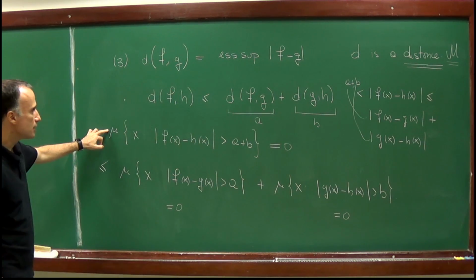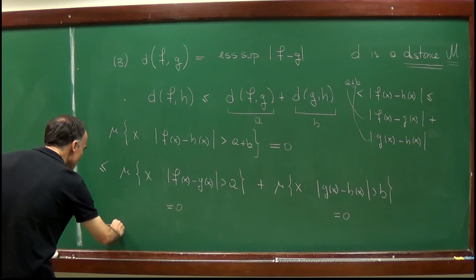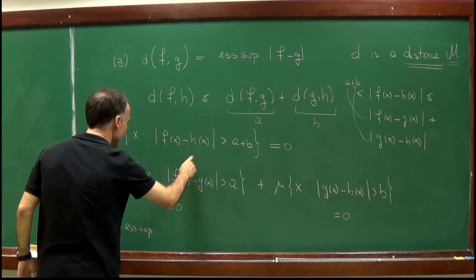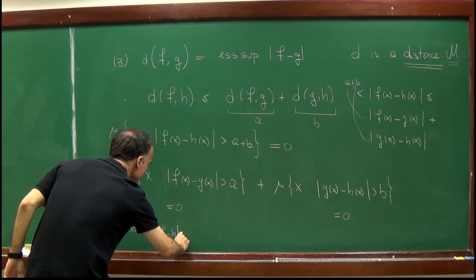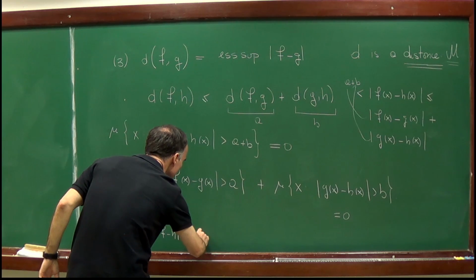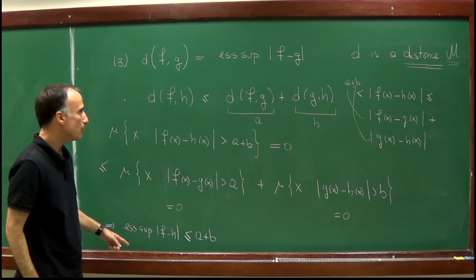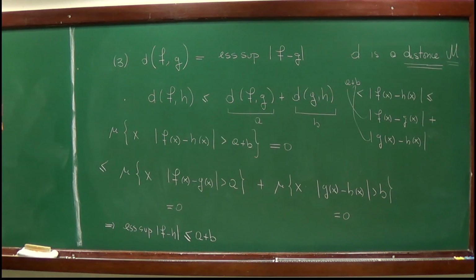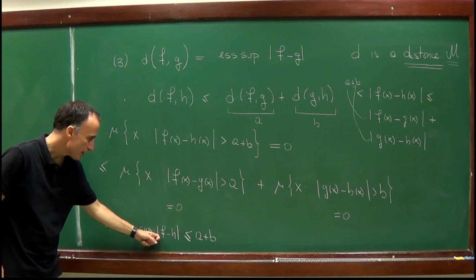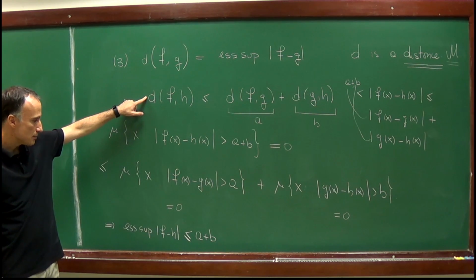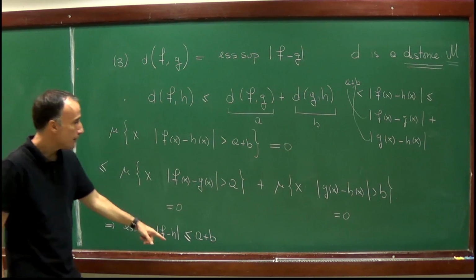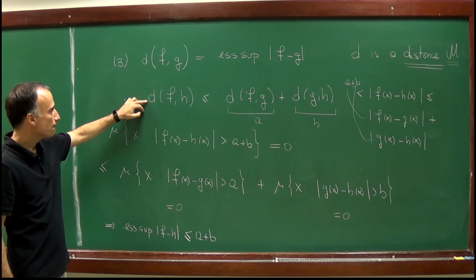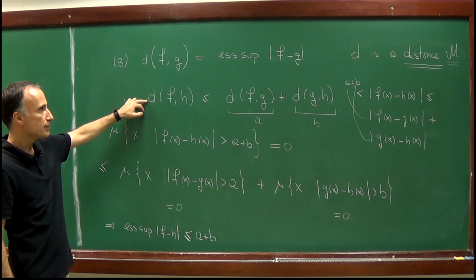If the measure of this set is equal to 0, this means that the essential supremum of f minus h is less than or equal to a plus b. The infimum has to be less than or equal to a plus b, because at a plus b the measure is 0. Well, but the essential supremum of f minus h is exactly the distance between f and h. And a is this distance, b is that distance, so this proves the triangle inequality as we claimed.